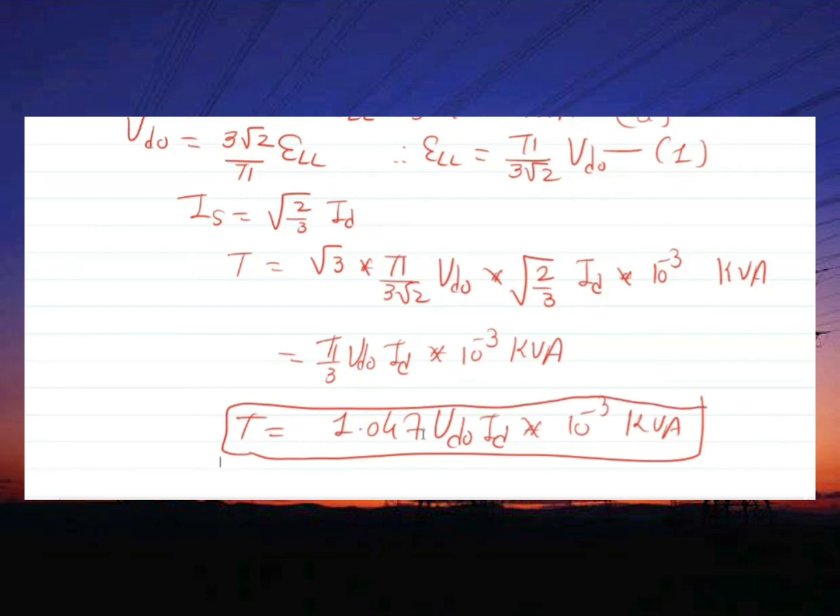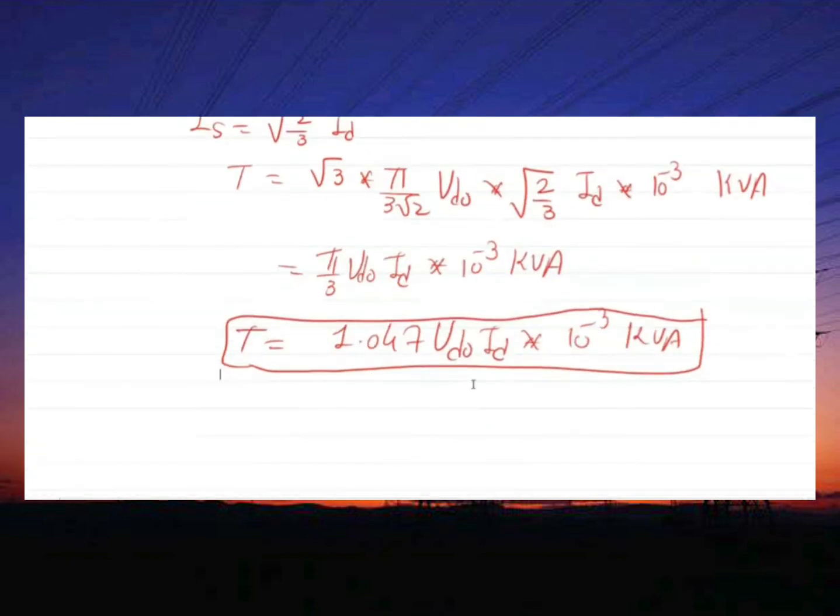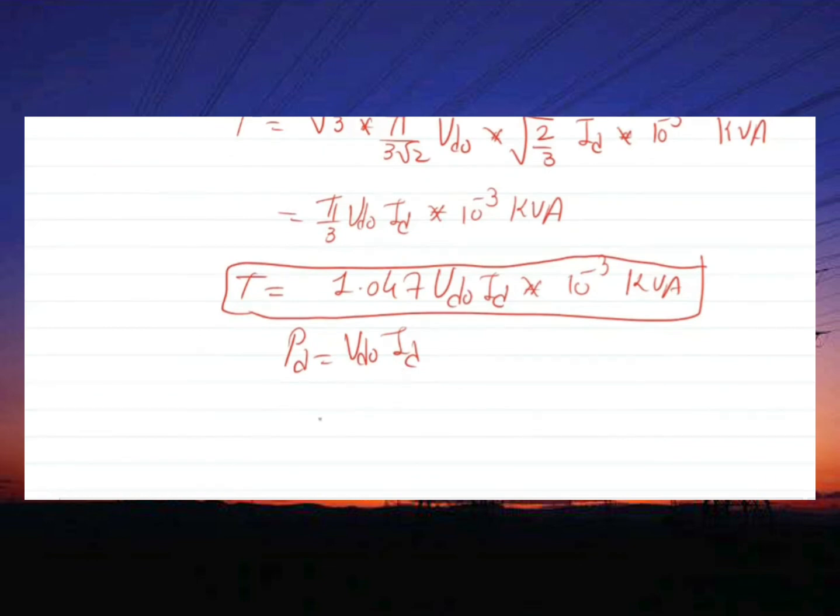Where VDO is your no load direct output voltage with zero phase control, meaning alpha is equal to 0, and Id is the DC output current of a 6-pulse converter. Also, if we write PD, the direct DC power, as VDO Id, then the upper equation of the transformer volt ampere rating becomes 1.047 PD into 10 raised to minus 3 kVA.